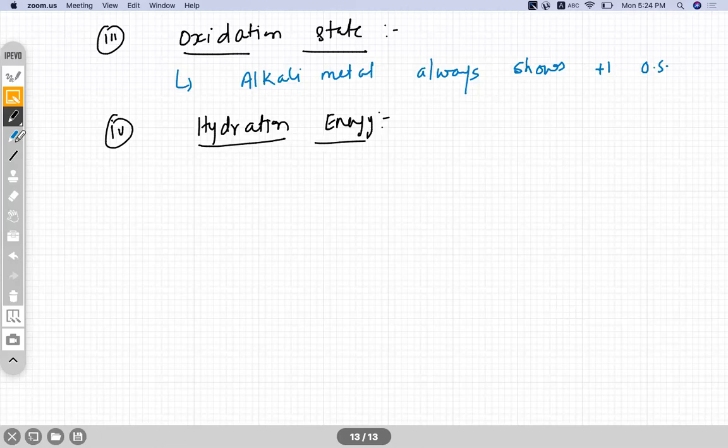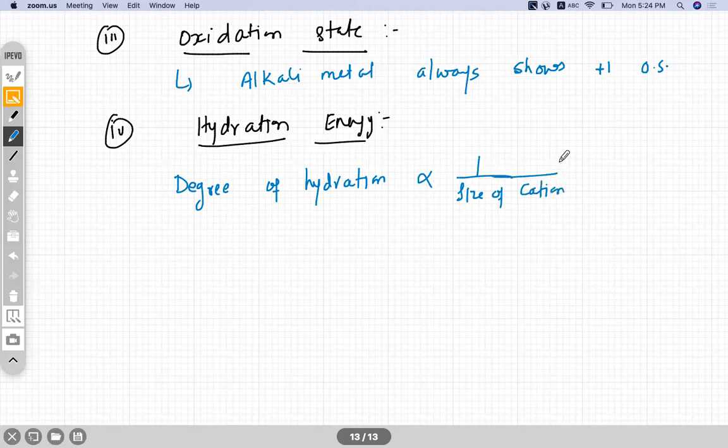So degree of hydration, you see, means extent, basically. Degree of hydration is inversely proportional to the size of the cation. Bigger the size, lesser will be the hydration, and hence lesser will be the hydration energy. So hydration energy decreases as we go down the group for these cations. Li+ will have the maximum, then we have Na+, K+, Cs+. Degree of hydration and hydration energy, both we can see. Okay, understood.